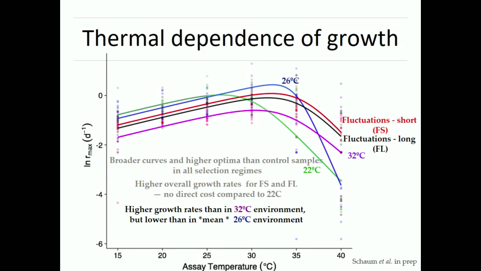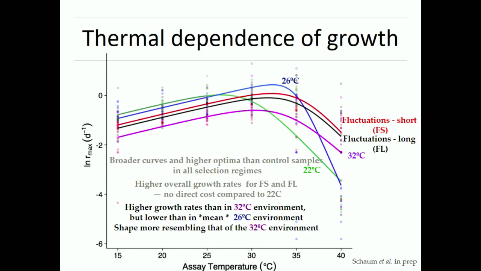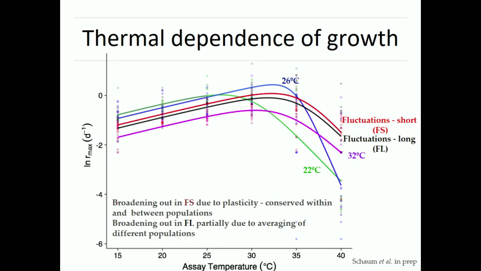And so what we are thinking is happening here is that they evolve to the most stressful environment, which would make a lot of sense, right? They experience 32 degrees occasionally, and it is the most stressful environment of the two, but they do get some respite at 22 degrees occasionally. So the shape resembles that of the stressful environment. However, they do better because occasionally they do get to take a breather in the nicer environment.